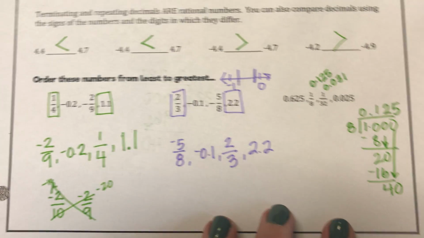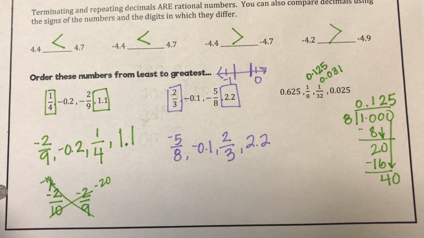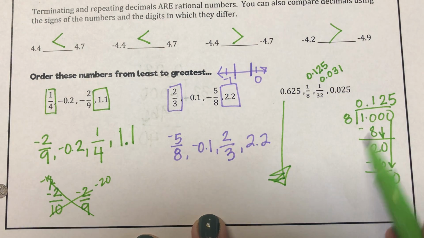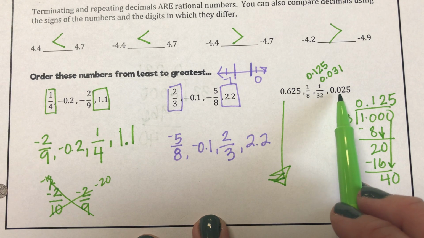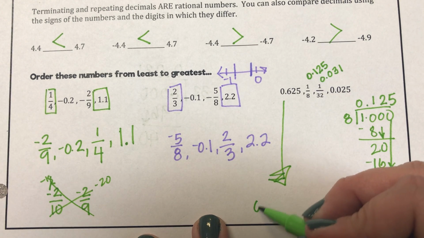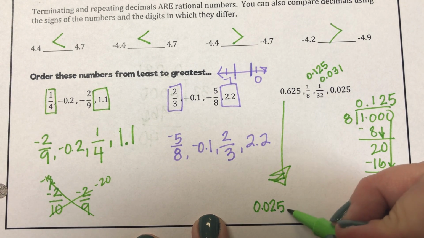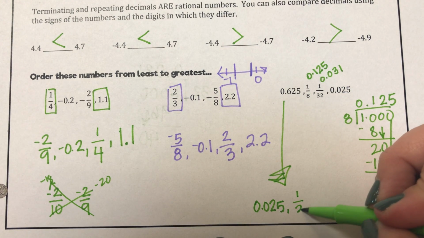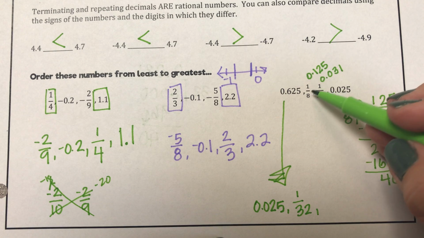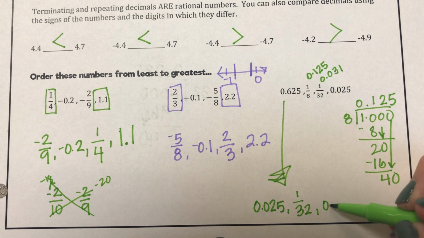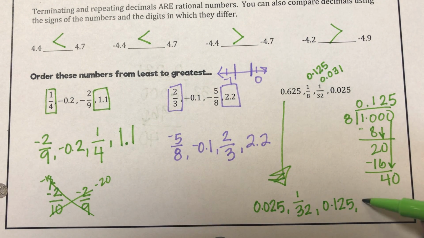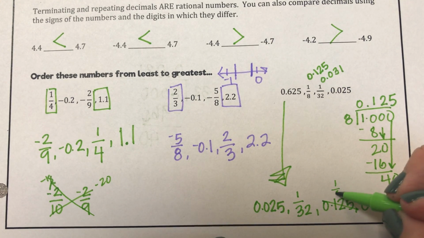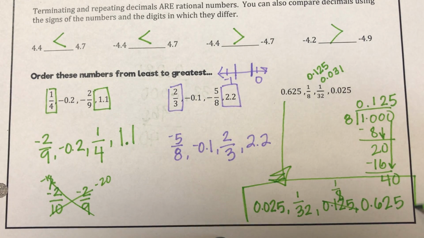Okay, so let's look. That gave me enough information to put my numbers in order. I'm going to do it down here. Okay, so I have 0.025. That's the smallest. Then 0.031, so that's 1/32. Then 0.125, and then 0.625. Oh, I should have written this as 1/8. And then I'm done.